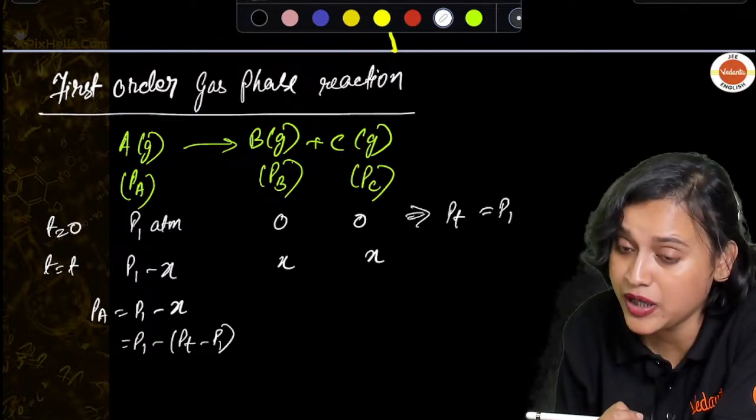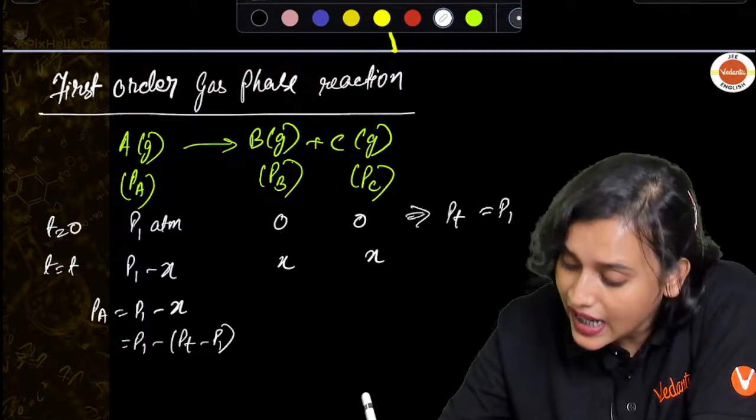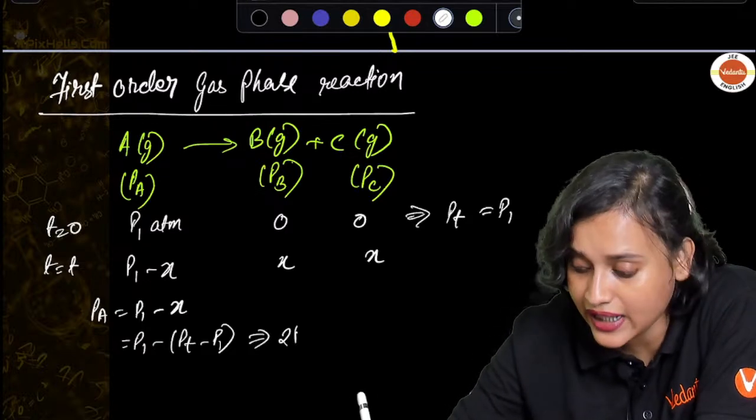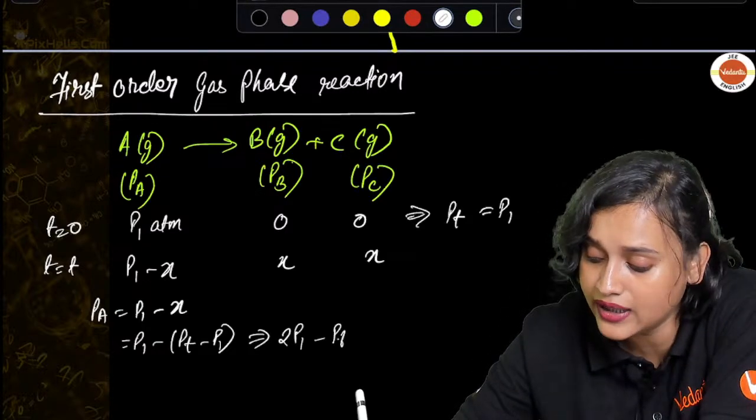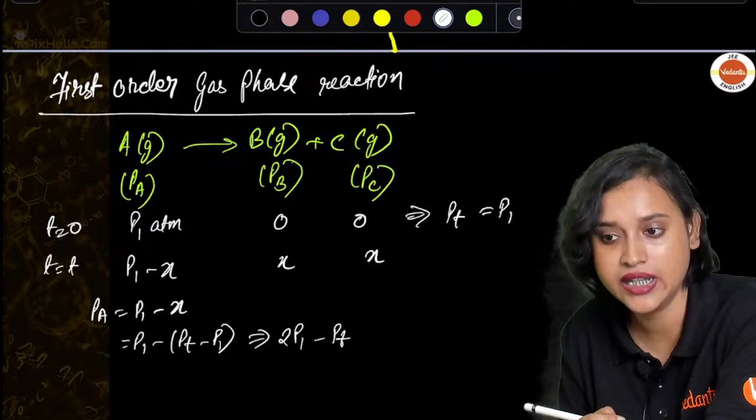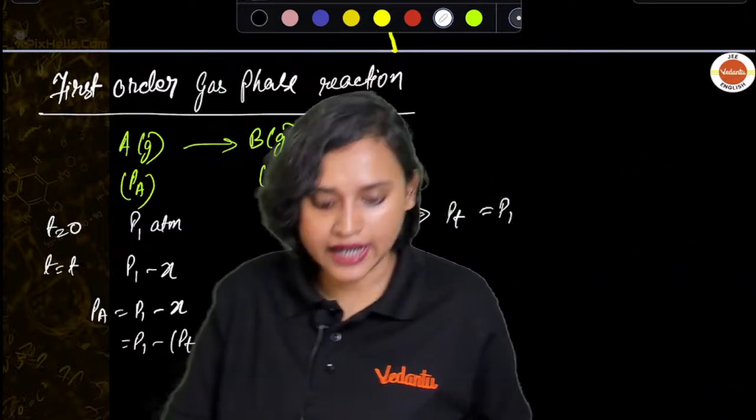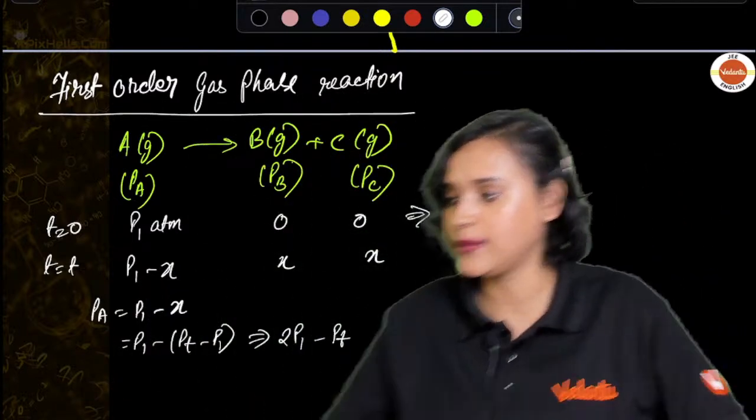PT minus P1, I can do this, right? That means that I can write it as 2P1 minus PT. Yes, right? How did I calculate it? Chalo, one more time, everybody.